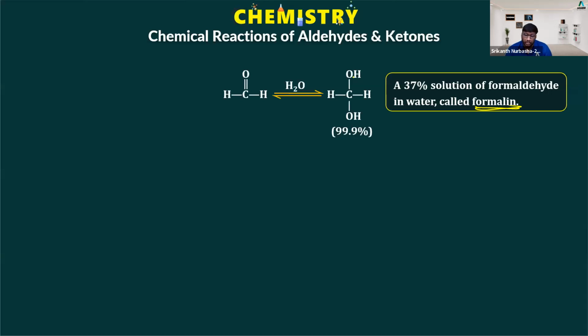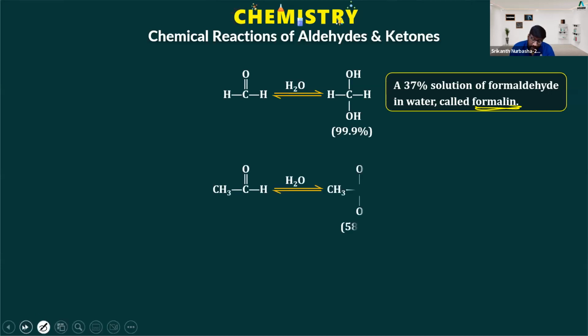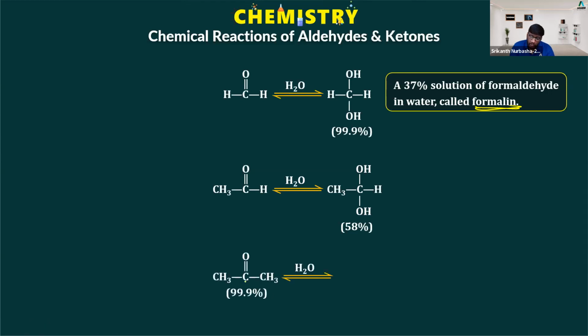Why? Because in formaldehyde, the two other hydrogens are going to experience the least steric repulsions so that this reaction can happen. But if you take acetaldehyde, you can look at the reaction: 58% will only be in the diol form. Remaining will be in the respective CH3 C double bond H form. If you take a ketone like acetone, CH3 C double bond O CH3, and add water, you will have 99% in the respective ketone form and very little in the respective diol form.